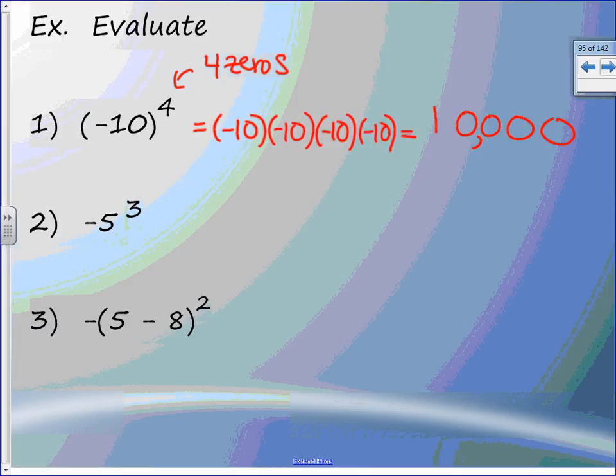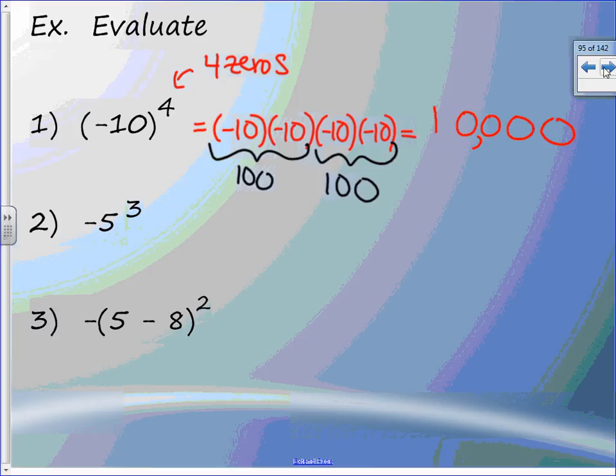So if you write it all out, you can group them. This is 100. This is 100. So when you multiply negative times a negative, you get a positive. Another negative times a negative, you get a positive. And then you have all positives. So if you have a negative to an even power, you're going to have all those negatives cancel out. Questions on that?